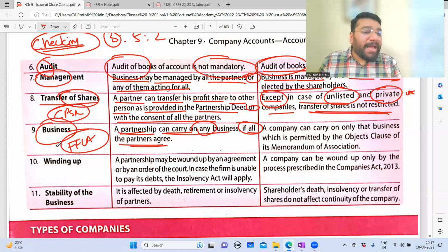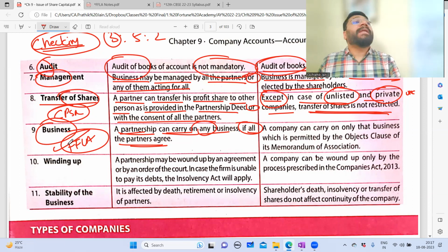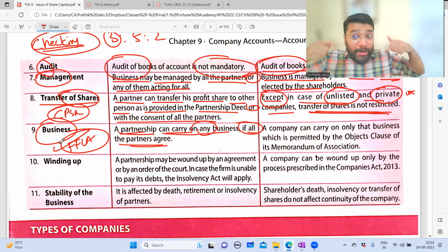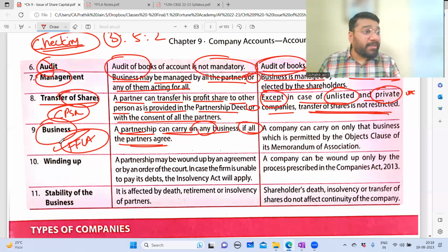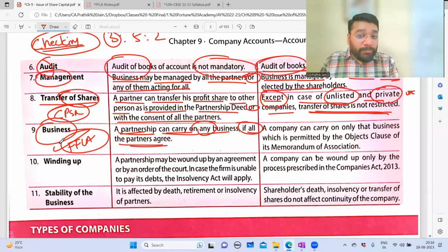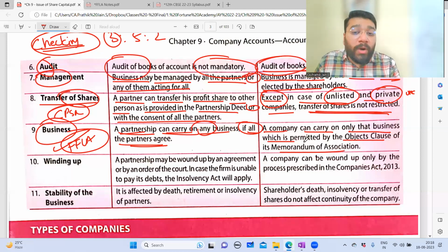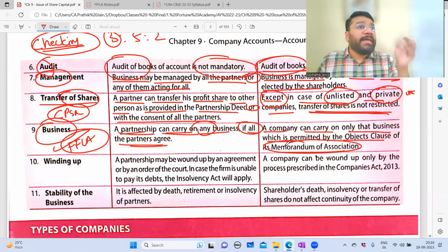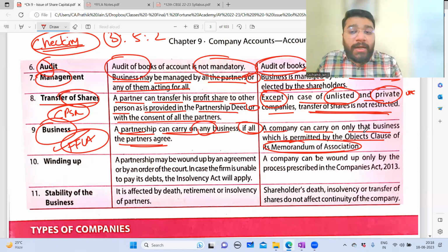But imagine if FFLA is a company, either private or public. I started this FFLA with the main objective of providing coaching classes. Now, suddenly, if I want to start a snack business separately under the same banner, I cannot do it that easily. I have to follow some rules and regulations. A company can carry on only that business which is permitted by the object clause of MOA. What is MOA? I'll be discussing it in the upcoming class. In the MOA, the Memorandum of Association, there's one particular clause called the object clause.